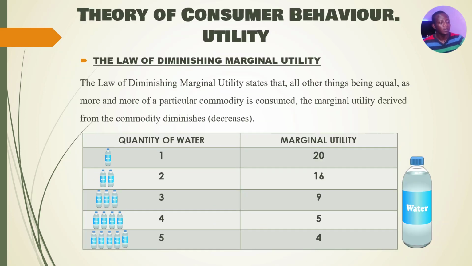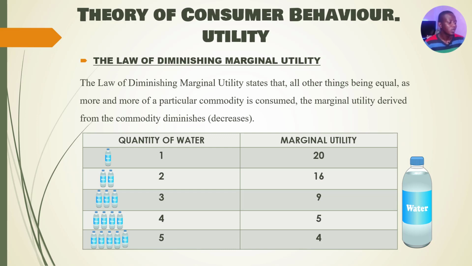Now, let's discuss the law of diminishing marginal utility. What does the law state? The law of diminishing marginal utility states that all other things being equal, as more and more of a particular commodity is consumed, the marginal utility derived from that commodity diminishes.